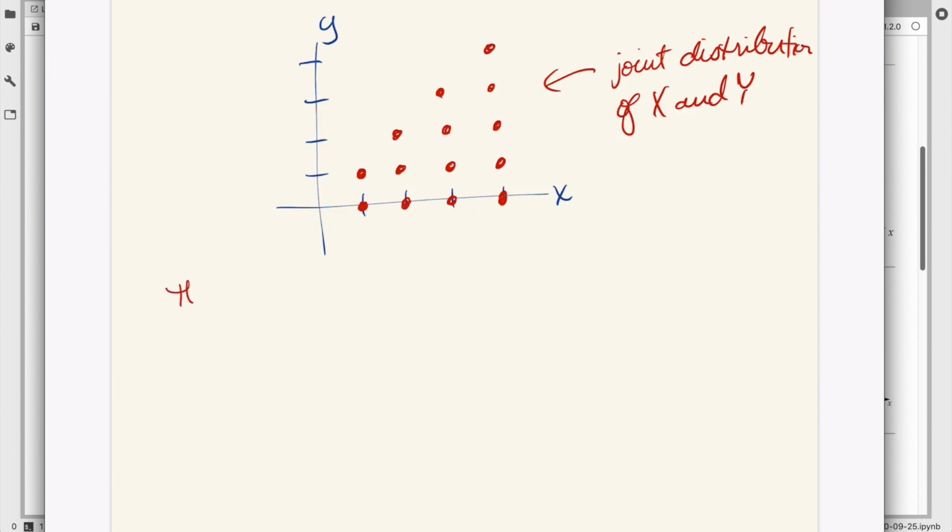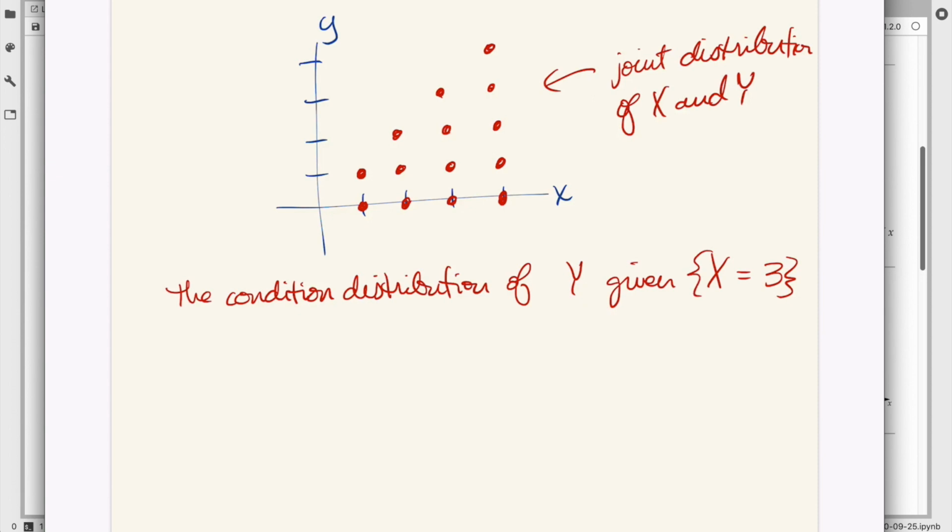So we can say the conditional distribution of y given that x is equal to 3 is uniform on the set 0, 1, 2, 3. And similarly, the conditional distribution of y given that x is equal to some other value like 2 is going to be the uniform distribution on 0, 1, 2. Or on 4 it would be 0, 1, 2, 3, 4.